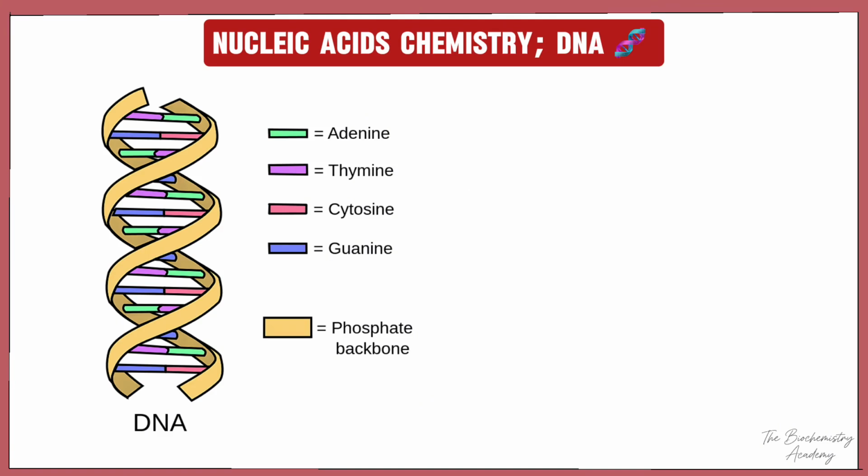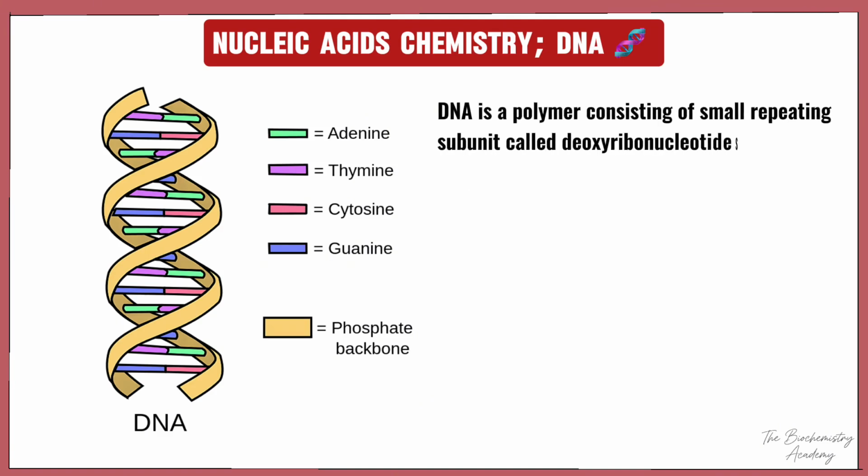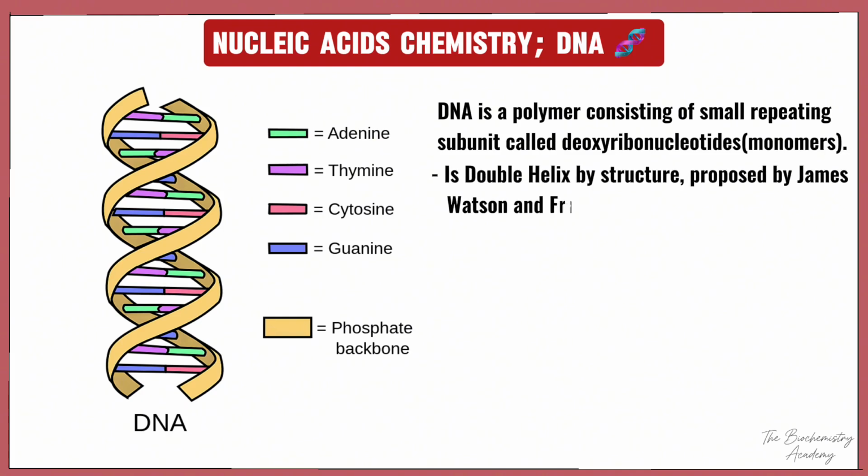Now, DNA is a polymer consisting of small repeating subunits called deoxyribonucleotides, which are the monomers that build up to form this DNA. DNA by its structure is a double helix, and this structure was proposed by James Watson and Francis Crick.